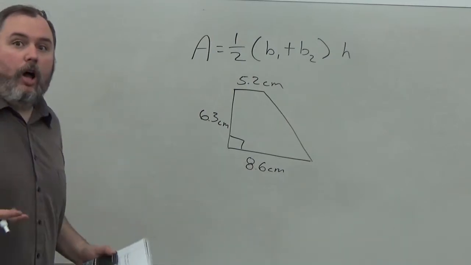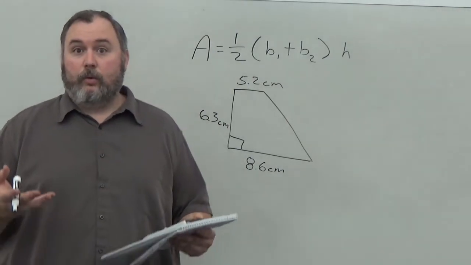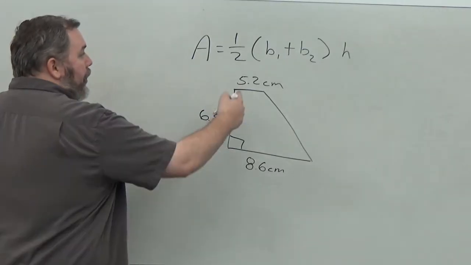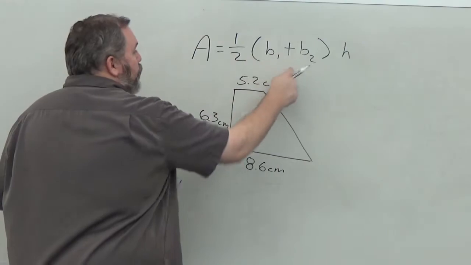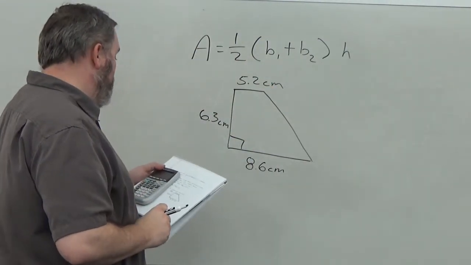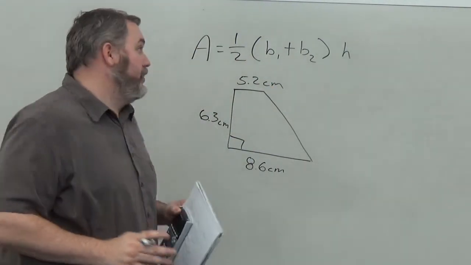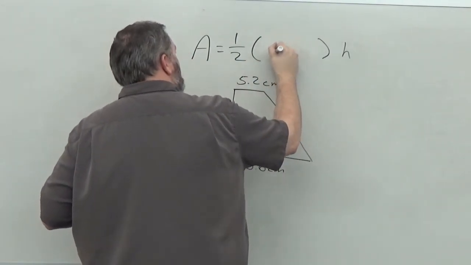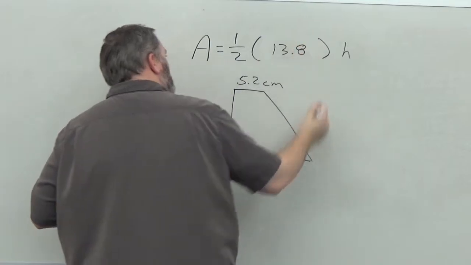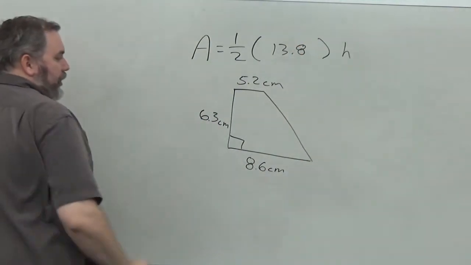Well, our bases are always going to be parallel. So when our bases are parallel, we know that this is 5.2, this is 8.6. So we're going to add those two together according to our equation. So 5.2 plus 8.6 gives me 13.8. Well, what's left? Well, that's the 6.3.